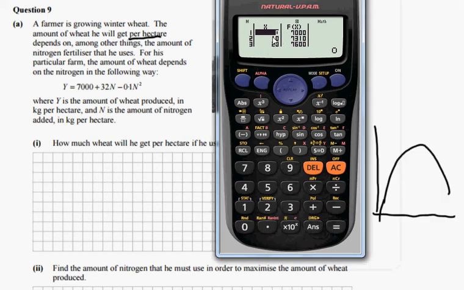So I'm going to show you what this means here. This graph means if you use no fertilizer, you get 7,000 kilograms of wheat. If you use 50 kilograms of fertilizer, how much wheat will you get?